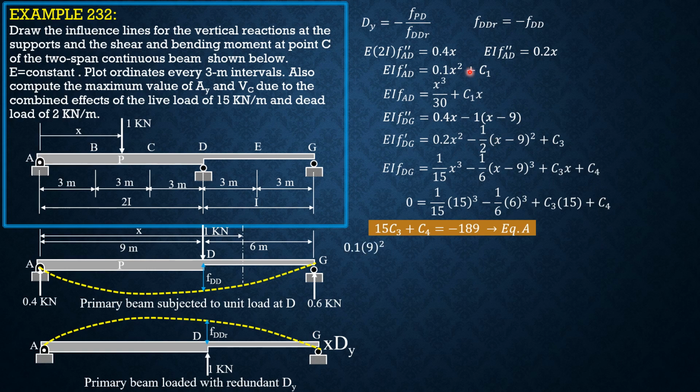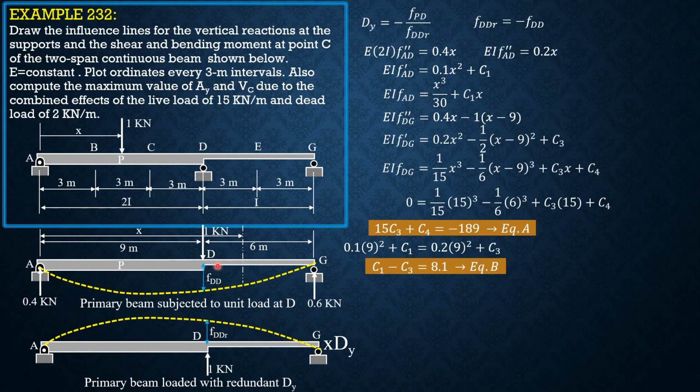So 0.1 times 9 squared plus c sub 1 equals 0.2 times 9 squared, this is 0, plus c sub 3. C sub 1 minus c sub 3 is 0.2 times 9 squared minus 0.1 times 9 squared, and that is 8.1. Call that equation B.